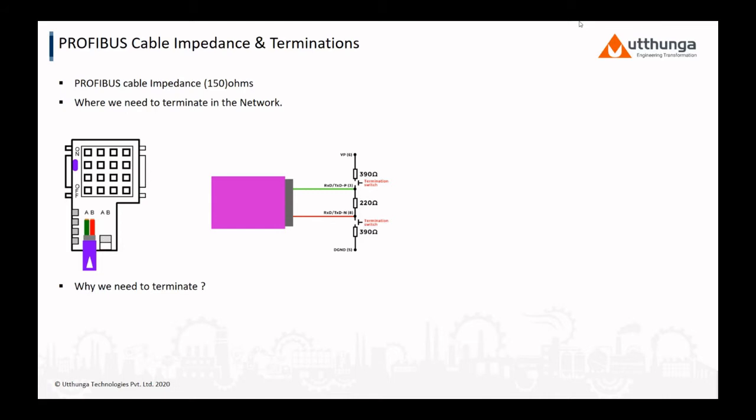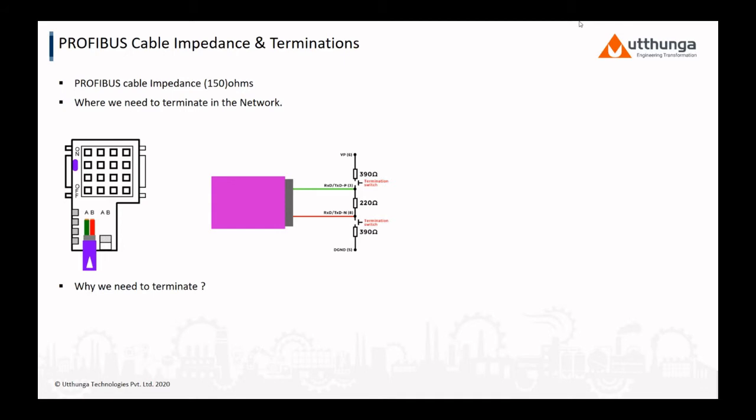These terminations, like in the D9 connector, you can see this resistance. This resistance will give an output of 175 ohms, and this 175 ohms will completely ground the energy flowing in the network. That's why we recommend proper terminations at the start of the segment and end of the segment. Then your network will be stable without any reflections. So impedance and terminations are always dependent, and you need to check whether your cable impedance is as per standard 150 ohms or not.